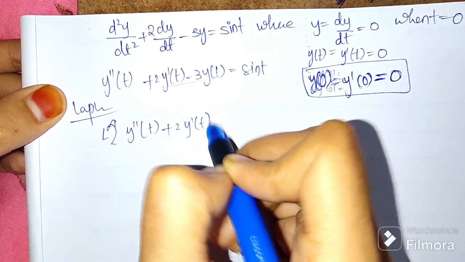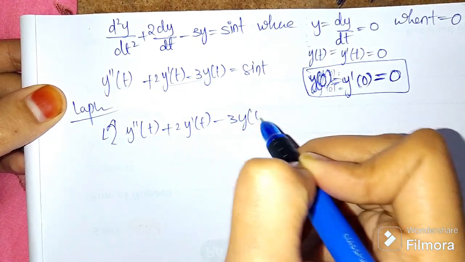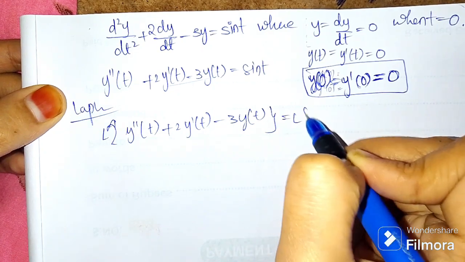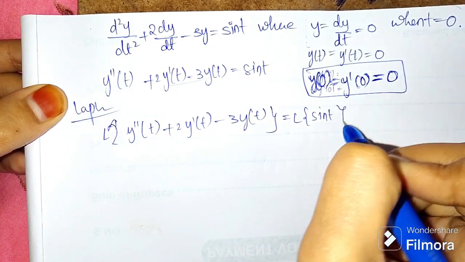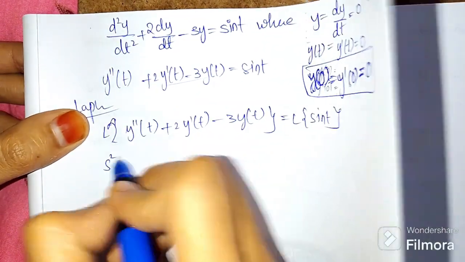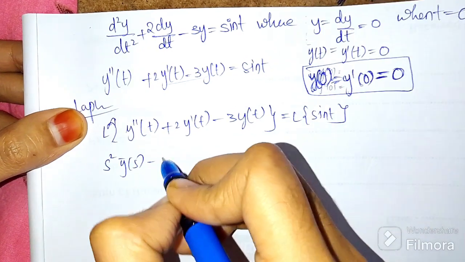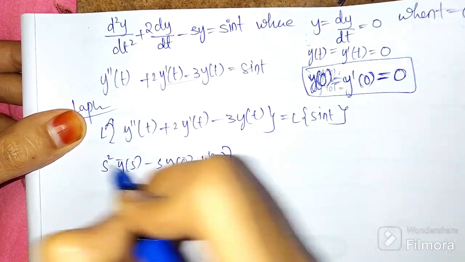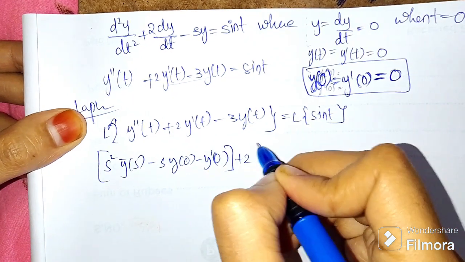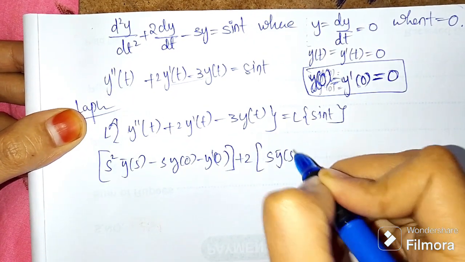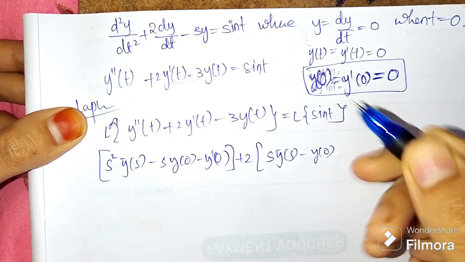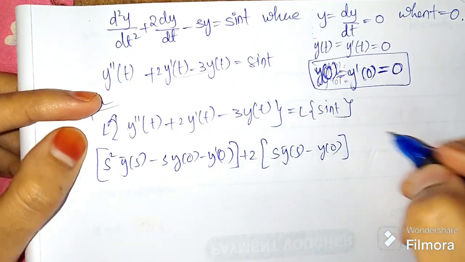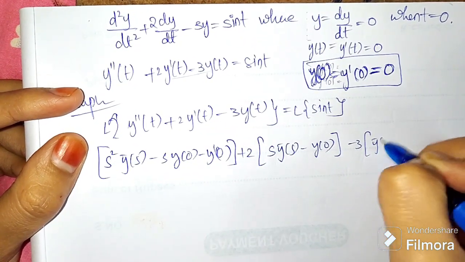Now with the first formulas we wrote, we have to apply them. So what is Laplace of y double dash of t? S square y bar of s minus s into y of 0 minus y dash of 0. Plus 2 into s into y bar of s minus y of 0. Minus 3 into y bar of s.